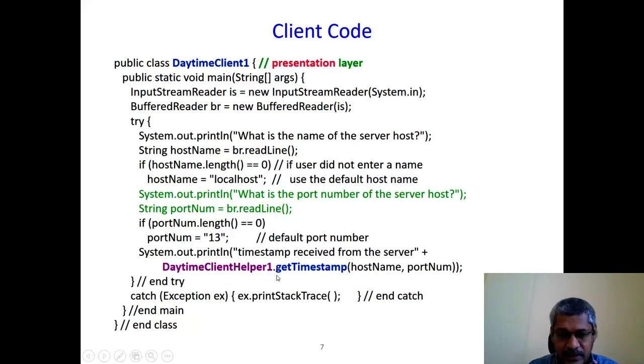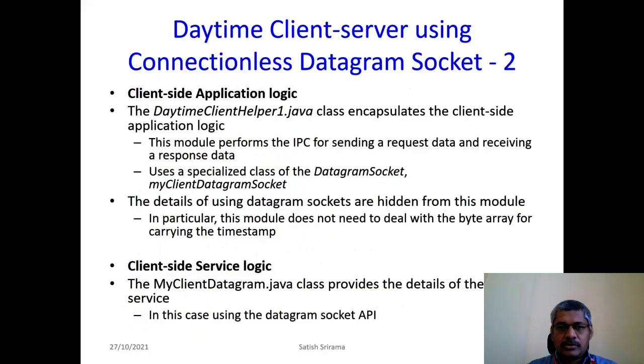Once you have this information, you use the datetime client helper one dot get timestamp, giving the host name and the port number of the server socket. The client doesn't even know whether it is using sockets or not at this moment. So that's about the presentation logic.